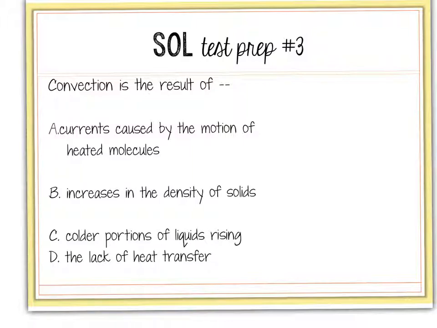SOL test prep question number 3. Convection is the result of A, currents caused by the motion of heated molecules, B, increases in the density of solids, C, colder portions of liquids rising, or D, the lack of heat transfer.